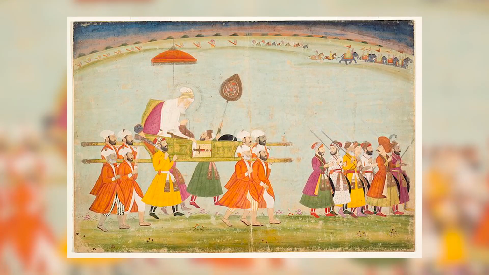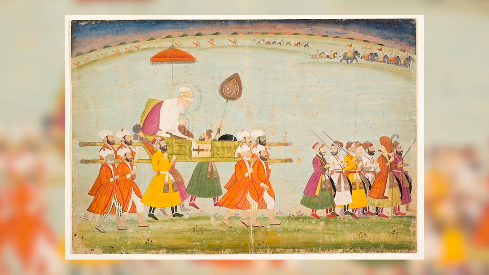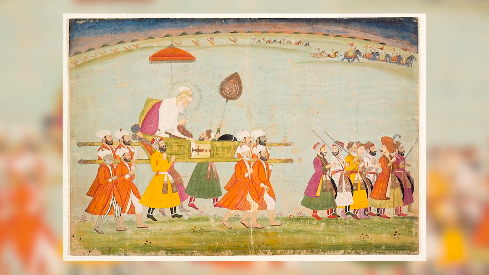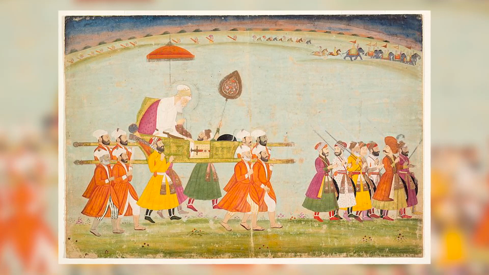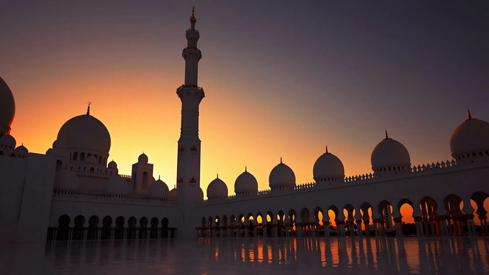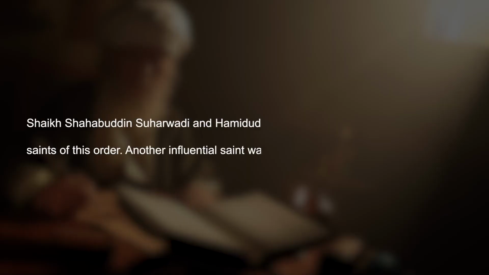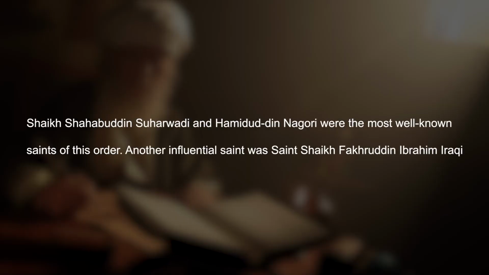Next one is the Suhrawardi order. Like the Chishti order, this order also entered India during the medieval period, and its activities were confined to Punjab and Multan. This order was founded in the name of Sheikh Shihabuddin Suhrawardi Maqtul. This order was established in India by Bahauddin Zakariya. Sheikh Shihabuddin Suhrawardi and Hamid ud-Din Nagauri were the most well-known saints of this order.